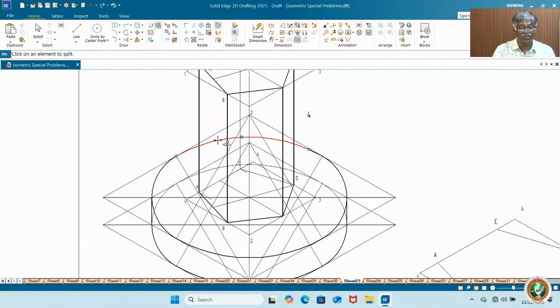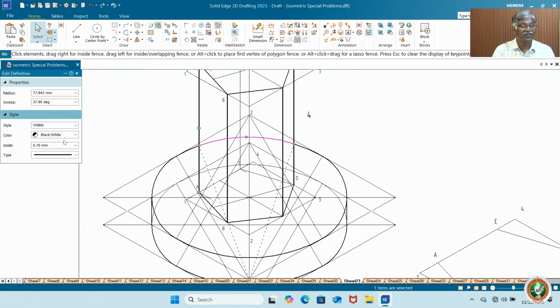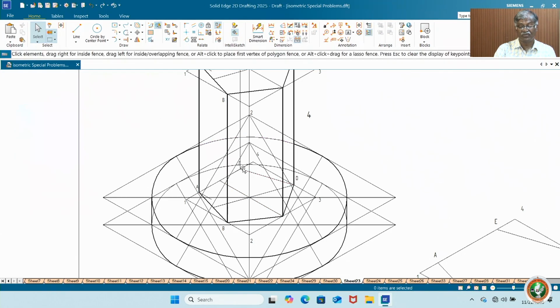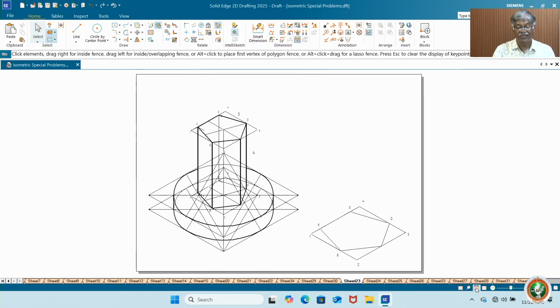Sometimes, if you have drawn two lines, you may not get that split. Okay, now you see, this has become a separate entity. Now select this and then make it light, 0.13. So this is how you complete the solution.